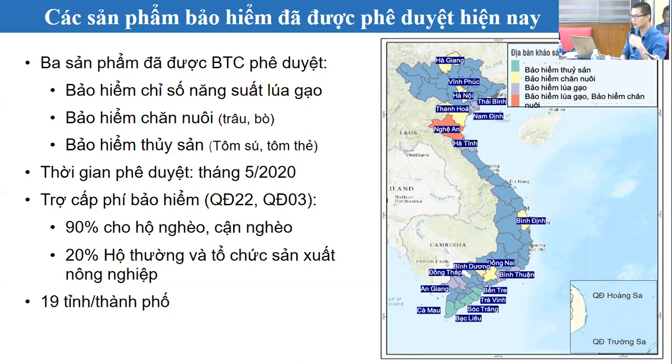Các tổ chức sản xuất thì phải đáp ứng được một số điều kiện cơ bản, trong quyết định 22 cũng nêu rất là rõ. Và các sản phẩm này đang được áp dụng trên 19 tỉnh thành phố của cả nước. Trong đấy có một tỉnh là tỉnh Nghệ An áp dụng cùng lúc là sản phẩm bảo hiểm lúa gạo và bảo hiểm chăn nuôi. Đấy là bức tranh tổng thể của các sản phẩm đã được Bộ Tài chính phê duyệt theo các quyết định mới đây của Chính phủ tại Việt Nam.